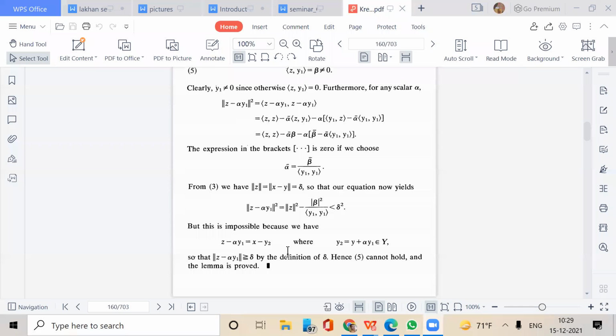Taking the minus sign common, the bracket becomes y plus alpha y1, and y plus alpha y1 is denoted by y2. So z minus alpha y1 is equal to x minus y2. But y2 belongs to capital Y, so the norm of z minus alpha y1 is greater than or equal to delta, by the definition of delta.